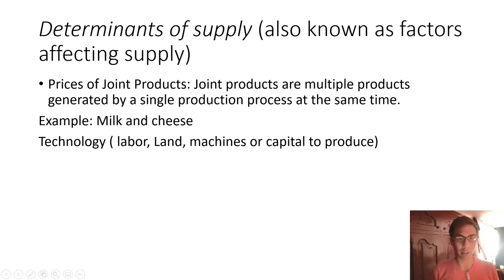Prices of joint products. For example, if I produce milk and cheese and the price of cheese increases, I will produce more cheese than milk.